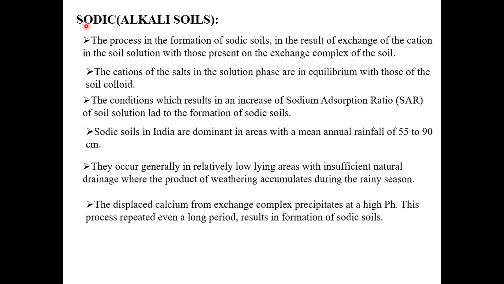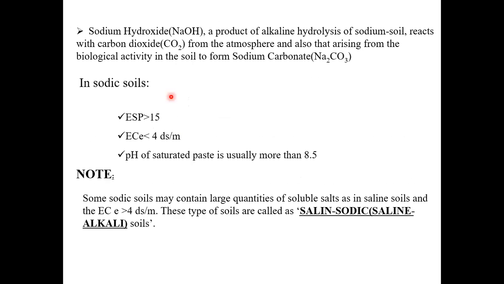So the sodium-dominated soils are called sodic soils. What are their characteristics? The ESP, exchangeable sodium percentage, is more than 15. Here sodium is very high, the reverse of saline soils, where it was less than 15. Here the ECe is less than 4 decisiemens per meter, but in saline soils it is more than 4. The pH in the saturation paste extract is more than 8.5, whereas in saline soils it was less than 8.5.